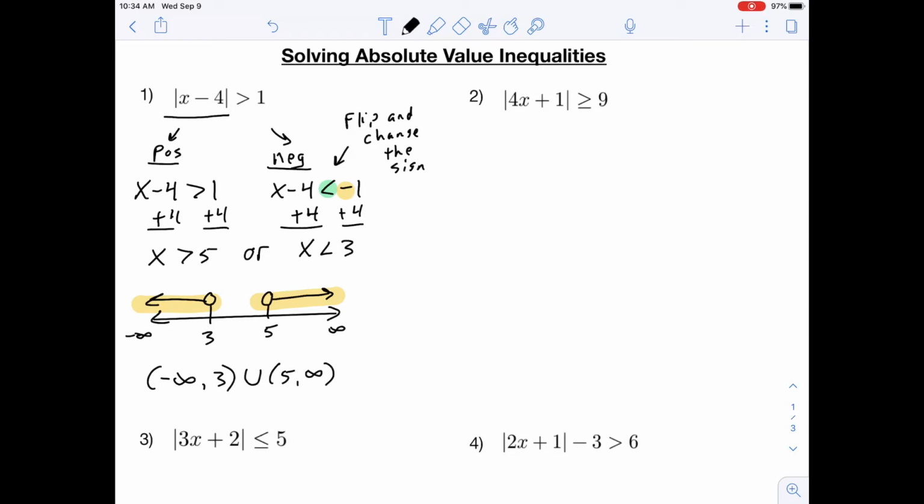So these are the 3 different notations that you have. This notation right here would be your inequality. This is your number line, and this is your interval notation. So you have to make sure you can do all 3.